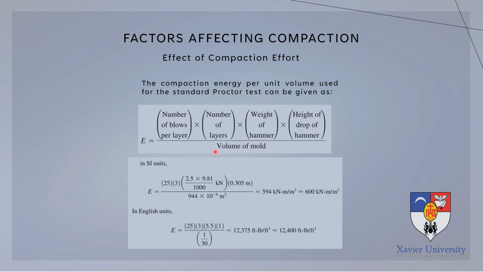And the weight of the hammer, 2.5 times 9.8, so we just converted the weight, no? And then the drop of the hammer, which is already known, and the volume of the mold, which is also known. So our compaction effort can be computed in this manner, and we will come up with the value of our compaction energy, which is equal to 600 kilonewton-meter per cubic meter. So that is for the SI units, and for English units, we will use English values for each of these parameters.